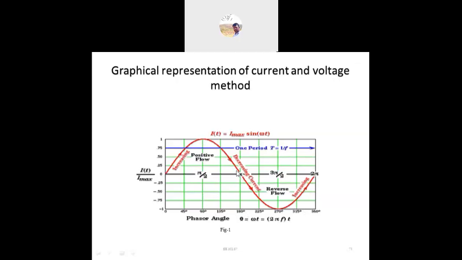Okay, so suddenly it is decreasing. From 0 to π/2, its value is increasing. From π/2 to π, the value is decreasing. From π to 3π/2, that is 270 degrees, the current is increasing, but the direction is a reverse flow. Okay, the current is increasing but in the reverse flow. From 270 to 360, the value gradually increases to the positive side.